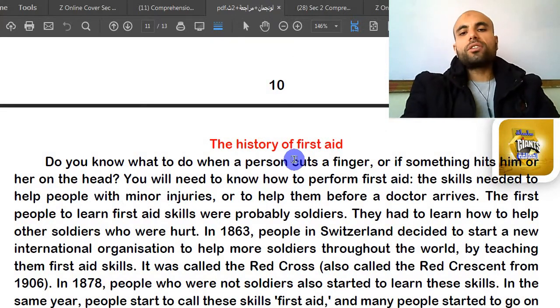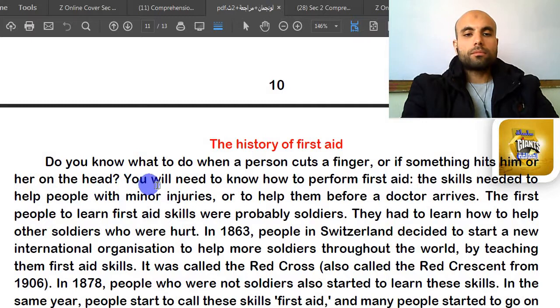The History of First Aid. Do you know what to do when a person cuts a finger or if something hits him or her on the head? You will need to know how to perform first aid. The skills needed to help people with minor injuries or to help them before a doctor arrives. The first people to learn the first aid skills were probably soldiers. They had to learn how to help other soldiers who were hurt.